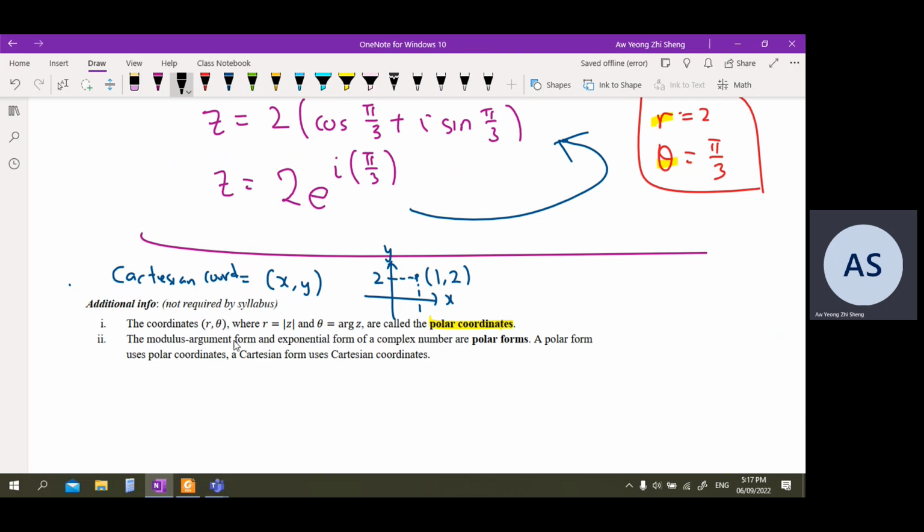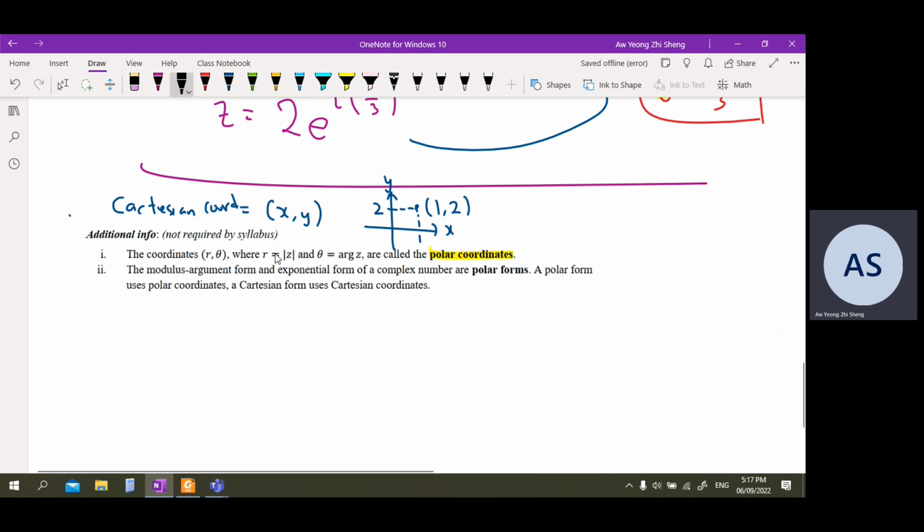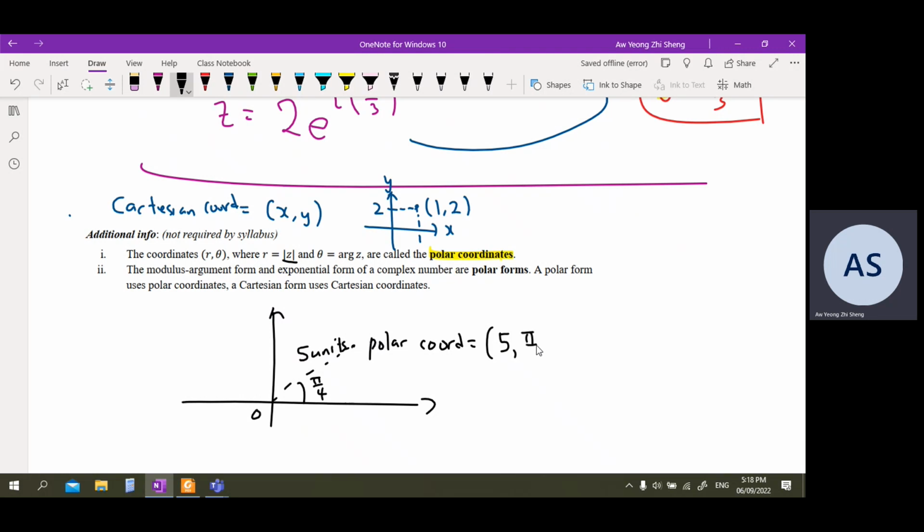There is a different system of coordinates known as polar coordinates, where the coordinate is written in the form r comma theta, where r is the distance of the point from the origin, in other words the modulus of z, and theta is the angle as measured from the positive x direction. For example, if there is a point which is 5 units away from the origin, and it makes an angle of pi over 4 from the positive x direction, then its polar coordinates can be written as 5 comma pi over 4, in the form r comma theta.